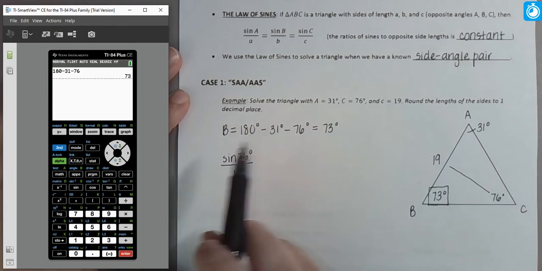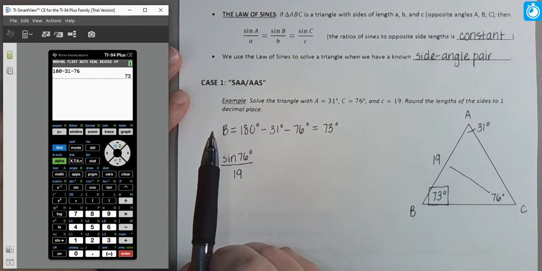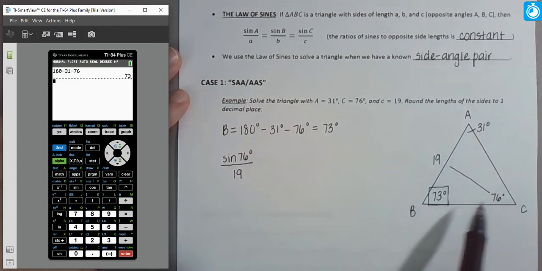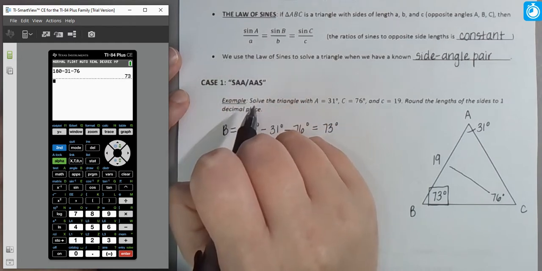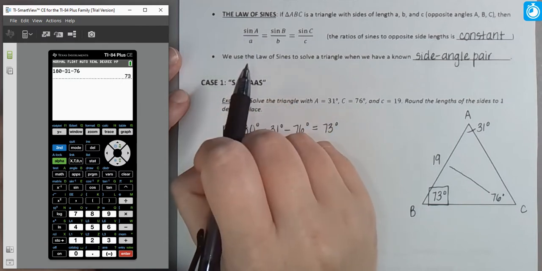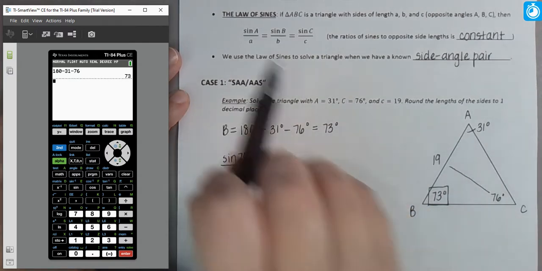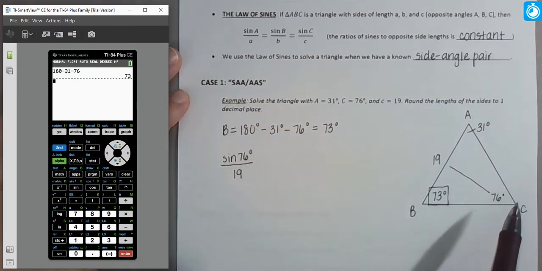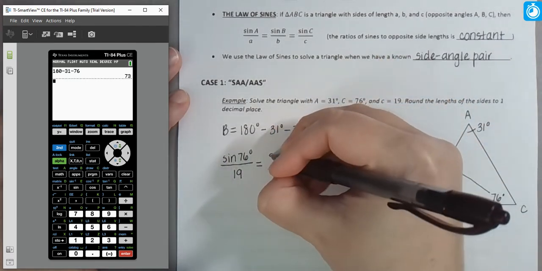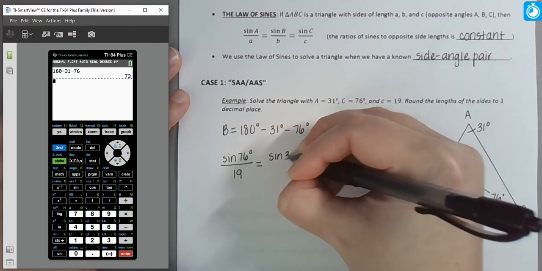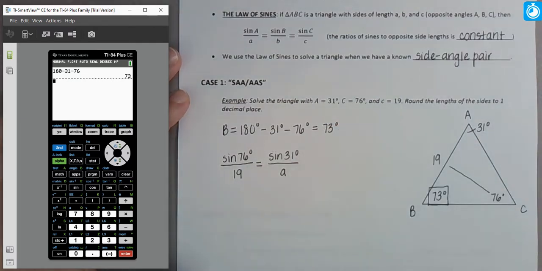Now, whatever that number happens to be, I know that that number is going to be constant for every pair in the triangle. And so if I want to solve for side A, I'm going to relate side A, which we don't know, to angle A, which is given. So I'm going to write the ratio of sine of A to side A, which we don't know. So this constant ratio is also going to be equal to the sine of 31 degrees divided by our unknown, which is side A.